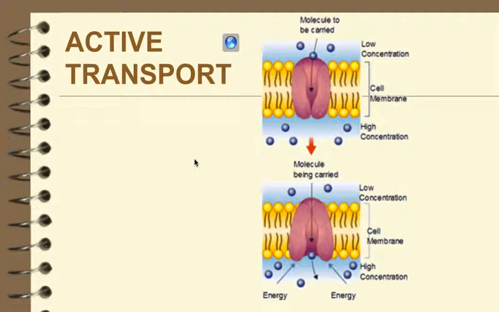Now that's going to look something kind of like this. We're going to need to use those special protein carriers and some ATP energy. So in this picture at the top, you can see that the molecules that we're going to carry across the membrane, there's less on this side than there are on this side. So that means it's going against the concentration gradient. So we're going to literally have to force that molecule across the membrane with our protein channel.